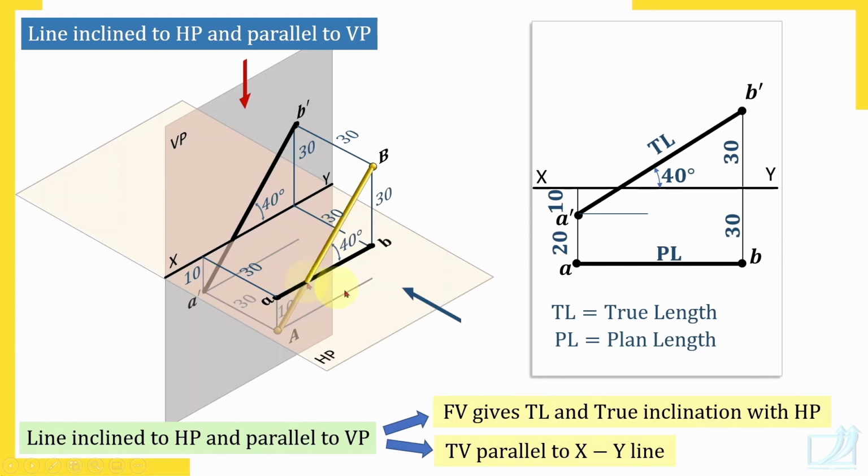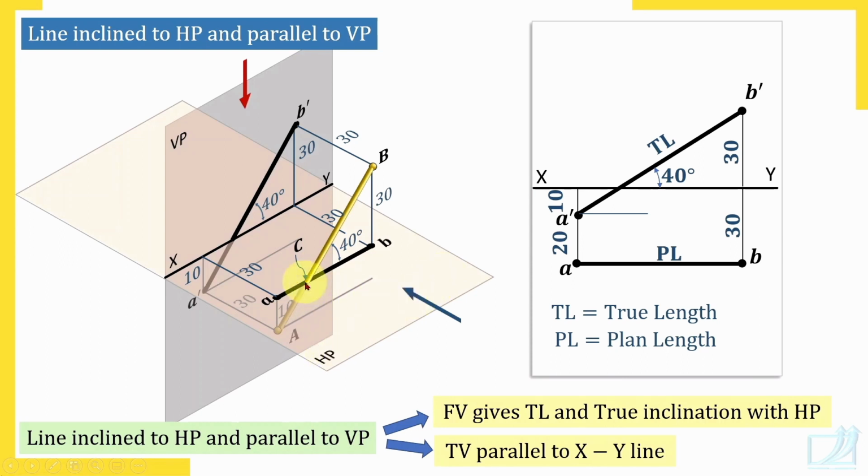Now one interesting thing here, focus on line AB. Some portion of this line is in first quadrant and some portion is below HP in fourth quadrant. Okay. So this line AB intersects HP at this point. Line starts at point A in fourth quadrant, intersects HP at this point and enters into first quadrant. So let's label this point as point C. So we say that point C is point of intersection of line AB and HP.